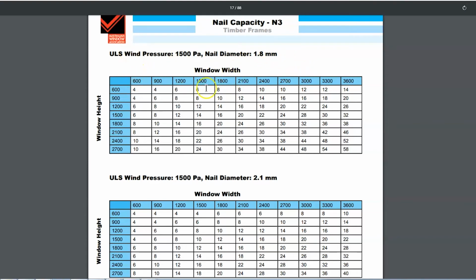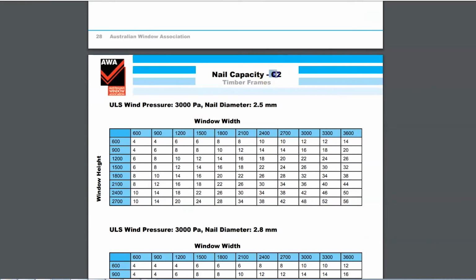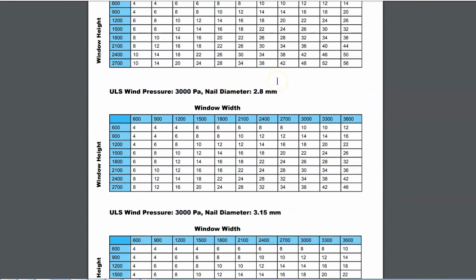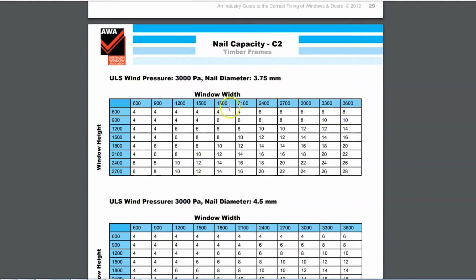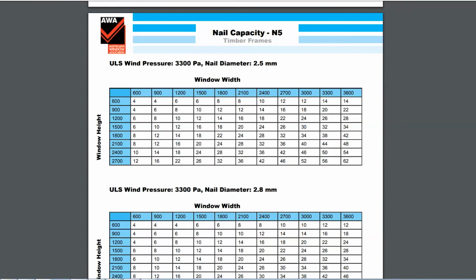So when you look through this document, let's take an example. Let's look at a window that is 1800 wide, 1200 high. We follow those through. That tells us we need 14 of that size nail in that window to hold that window in an N3 area. And of course, if you live somewhere like North Queensland, you're in sea or cyclonic areas, so you'd have to go to one of these charts to determine how many nails or screws you need in those windows.